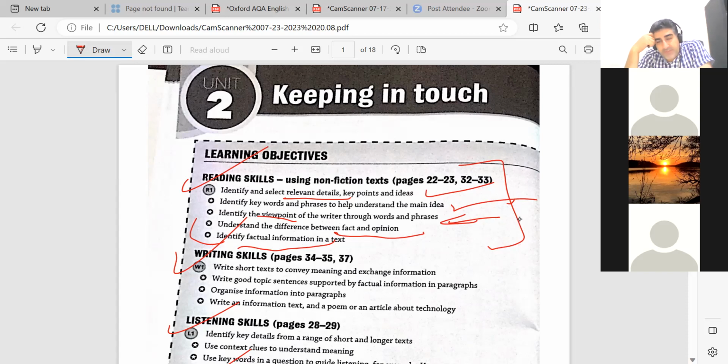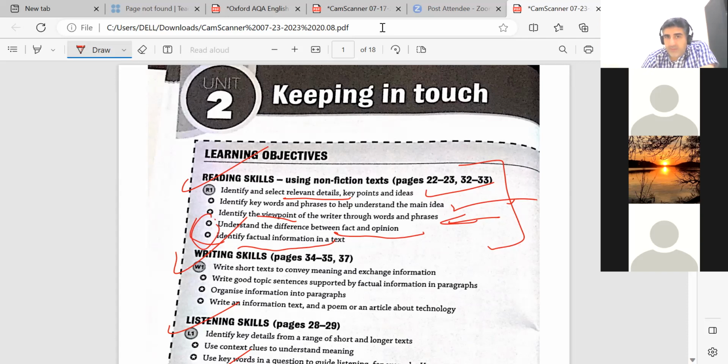Factual information. Clear, guys? Yes. This is what you will focus on reading in Unit 2: how to define the factual information in a detail, in a text, how to differentiate between opinion and fact, details, and how to define the viewpoint of the author. The last three objectives or skills are really important for reading, guys. Clear?